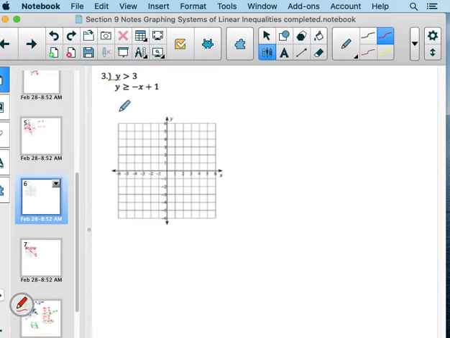This one says y is greater than 3 and y is greater than or equal to negative x plus 1. I would like you to go ahead and try this problem, please. Go ahead and try to graph both inequalities. Use your arrows and figure out where the shading would overlap. Give you about 2 minutes to try this one, and then we'll look at example 4 together.